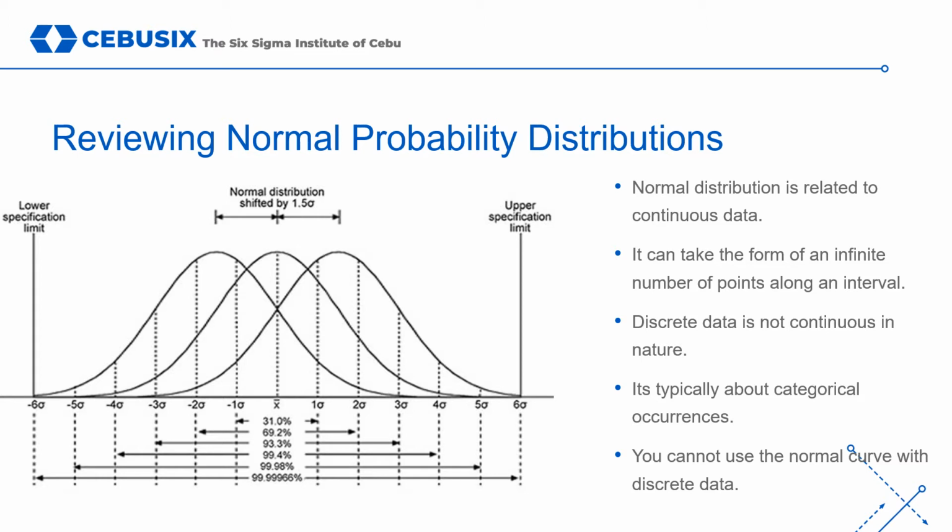Remember that discrete data is not continuous in nature. Discrete data is typically about categorical occurrences. In some cases, discrete data can be converted to continuous data to allow Six Sigma teams to use more statistical analysis tools when working with the information. When that isn't possible, however, you cannot use the normal curve or related statistical analysis on discrete data. Discrete data usually involves either a binomial distribution or a Poisson distribution.